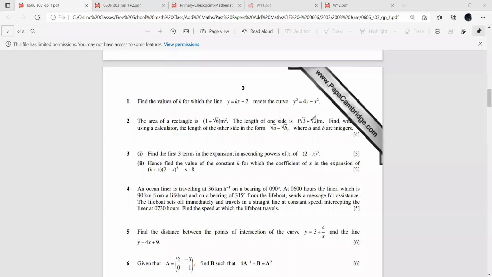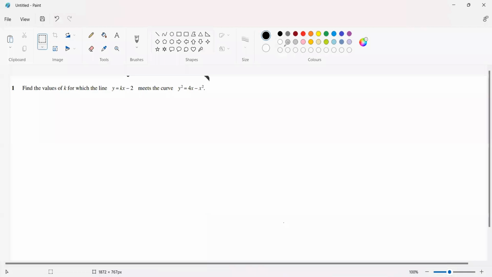Let's begin with question number 1 on this paper. Okay, let's read it and move it to a whiteboard, please. So find the values of k of which the line y equals kx minus 2 meets the curve y squared equals 4x minus x squared.